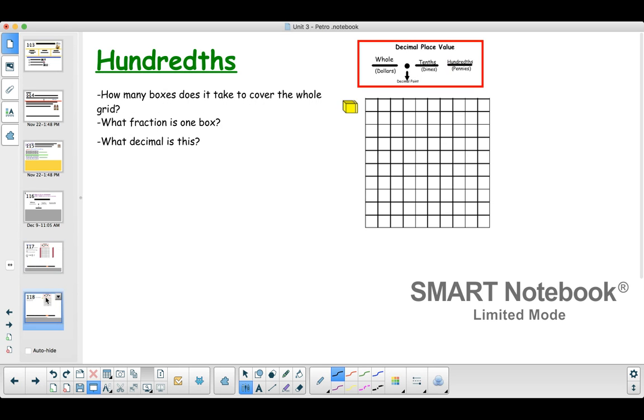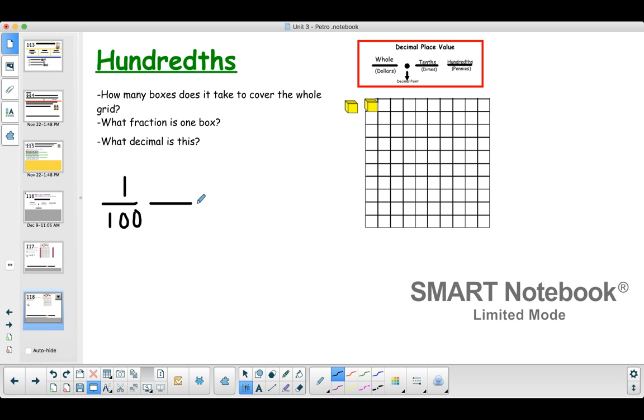Now we're going to talk about hundredths. When you're thinking about hundredths, I want you to think about boxes. There are 100 boxes that make up this flat. How many boxes does it take to cover the whole grid? It's going to take 100 boxes. So what fraction is 1 box? Right, it would be 1/100th. So 1 box is 1/100th of the whole grid.